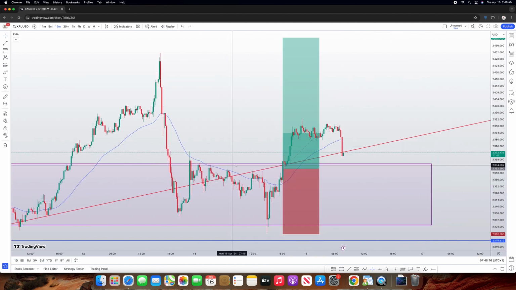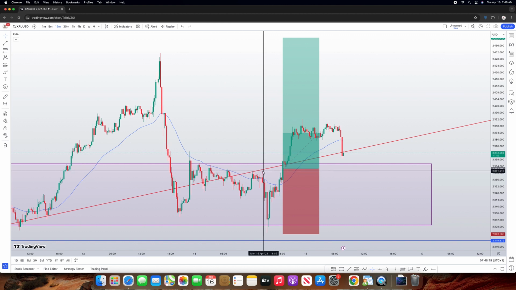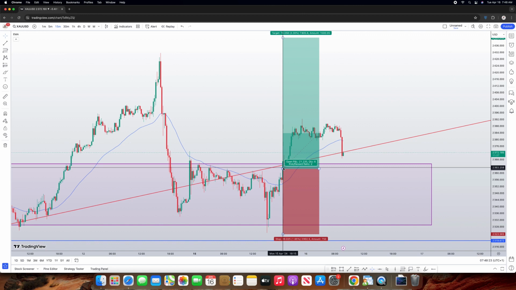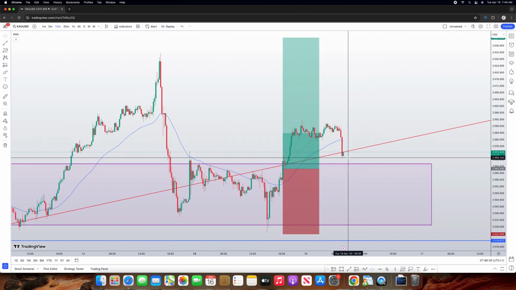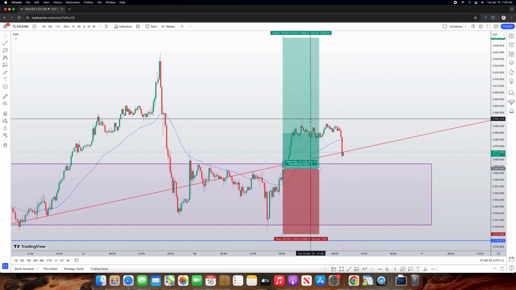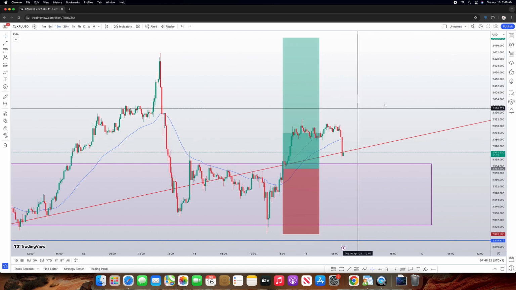And this is the 15-minute time frame. So when gold took out this high yesterday and came back to retest, that's when I called out the trade, and it's seeing small profit right now, but it was almost 1-to-1 before this drop.